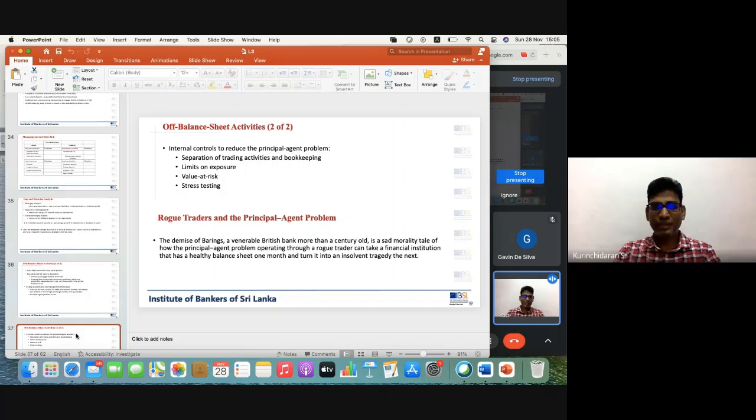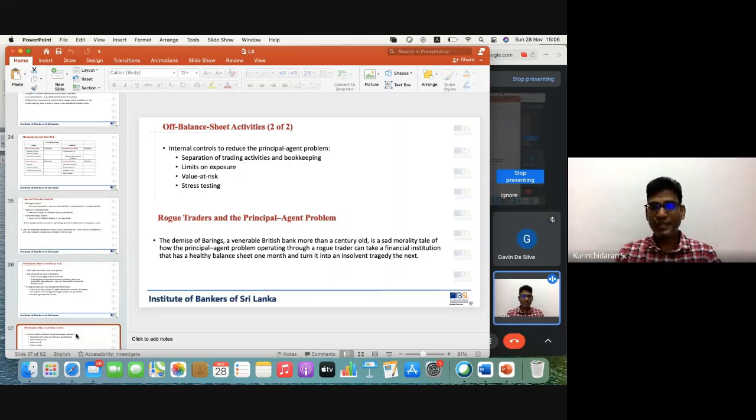Now you may remember the Barings Bank issue, or wherever you go for discussions, everybody talked about that. This bank is 100 years old, a very old bank. Even the British Queen had an account. That's what it says, right? So it's within a short period of time that the bank collapsed.